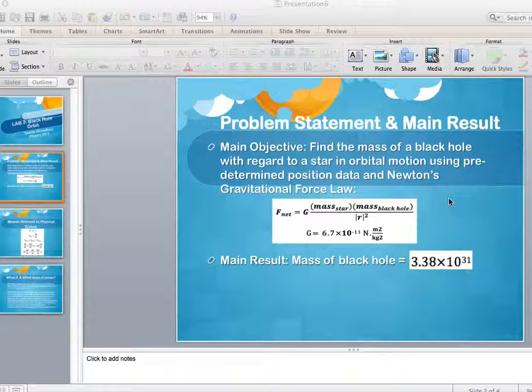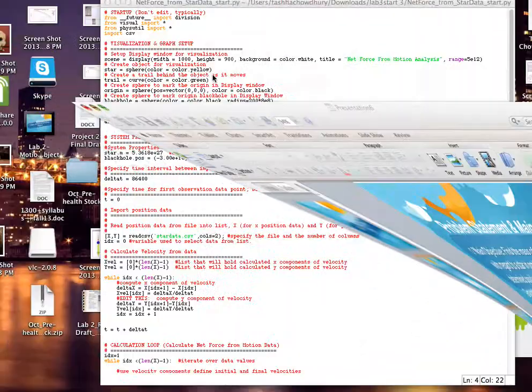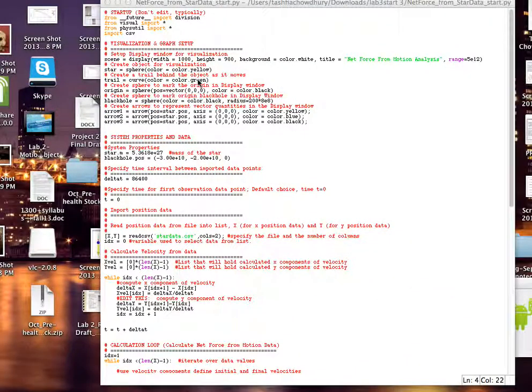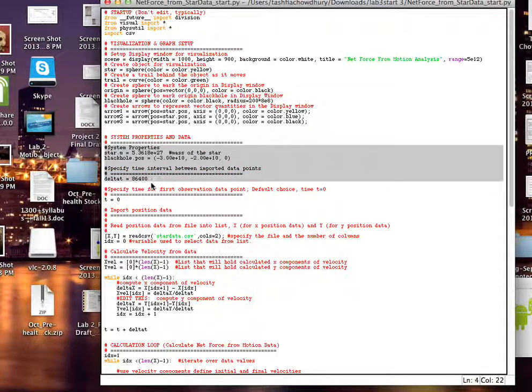Now, let's refer back to the code. We know that we need to input some initial conditions that were provided, and this includes the time step, the star's mass, and the position of the black hole, which are all shown here. Also, at this point of the code, this line here instructs Python to extract the position data from the star data.csv file, which was downloaded from WebAssign.